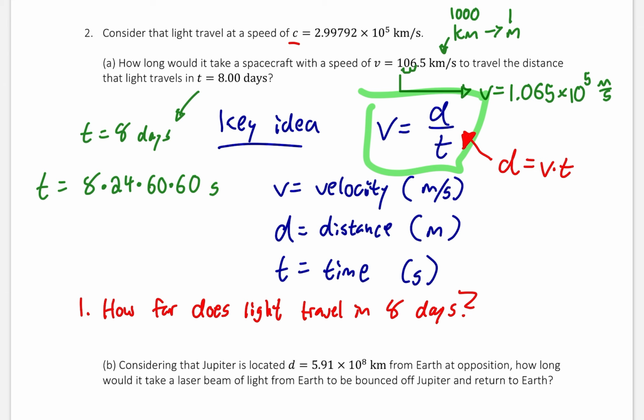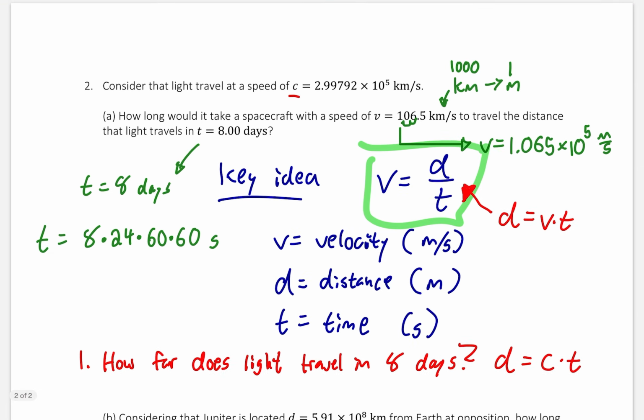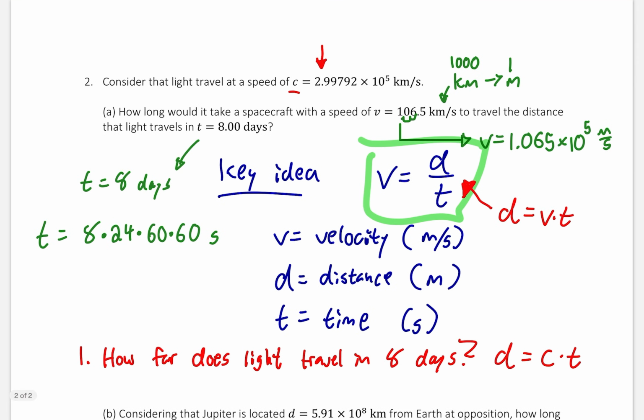2.99792 times 10 to the 5 kilometers per second. In other words, it's about 300,000 kilometers per second. Okay, well, if that is our speed here, then we want to think about how fast, or in this case, how far does it go, right? So what you'd want to do is find your d for light, and it's going to be c times t. And do you want to convert your kilometers per second? You bet. Yeah, I always have to do that.